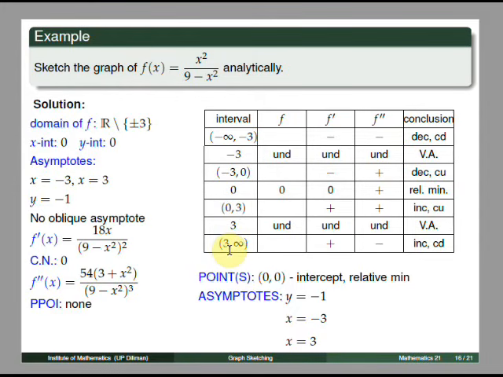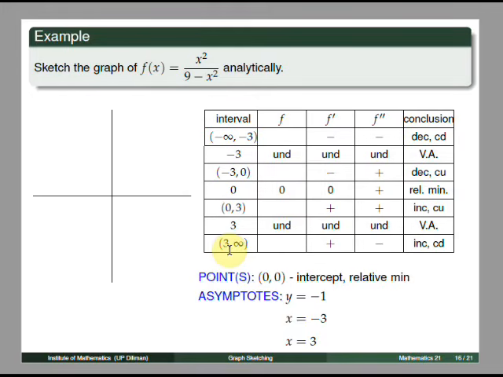Our first step is to plot the important points and the asymptotes. Here are our asymptotes: the horizontal asymptote y equals negative 1, the vertical asymptote x equals negative 3, and the vertical asymptote x equals 3. Great. Now we plot the point (0, 0). For the rest of the graph, we only need to check the conclusions in the table of signs.